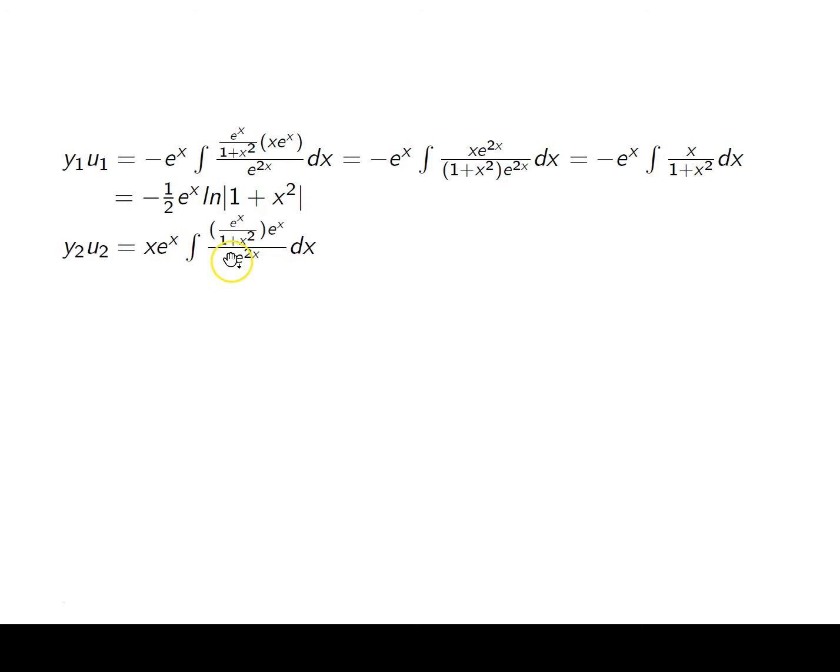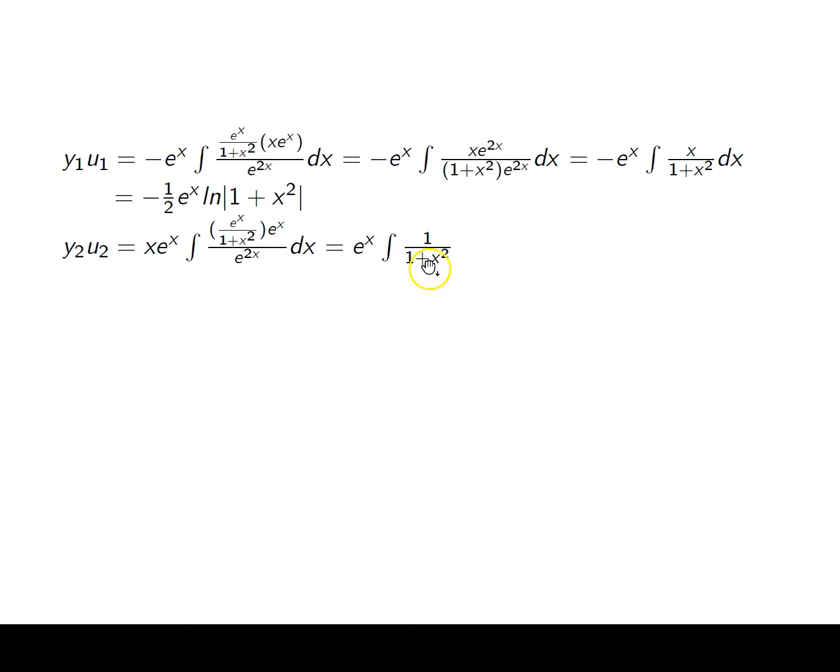My y2 u2, I do the same thing. So I put y1, y2 here. I have y1 times g of x. Again, you notice e to the x times e to the x is going to give me e to the 2x on top and this on bottom, so it cancels, and I'm left with this. There should be a dx here. I guess that got away from me in my code.